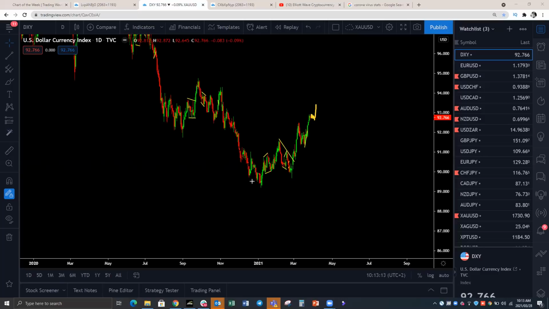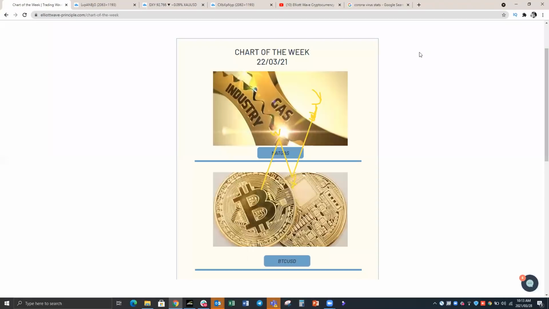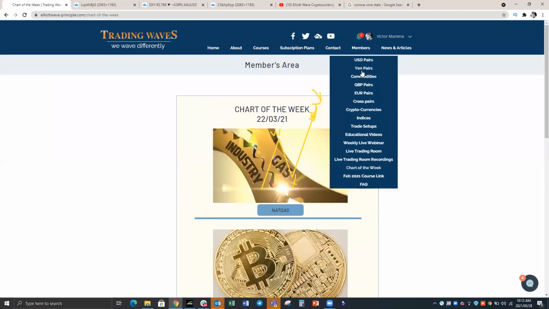As far as the rules and the guidelines of these corrections are concerned, this is still a valid double corrective structure. That is a WXY corrective structure. It is still valid. The invalidation area will show in the next week, where we expect this to be invalidated. Okay, so that is how we're looking at this. For now, we're still going to see a bit of a push to the upside. Let's just go to our website here so you can see the detailed chart. Let's have a look at the DXY.